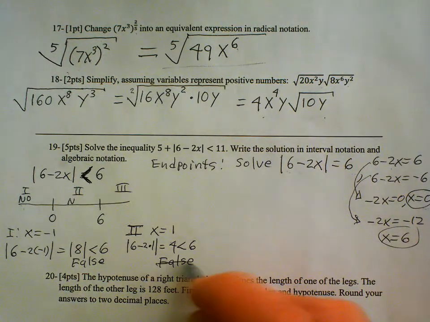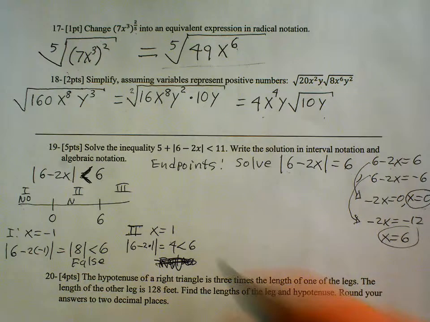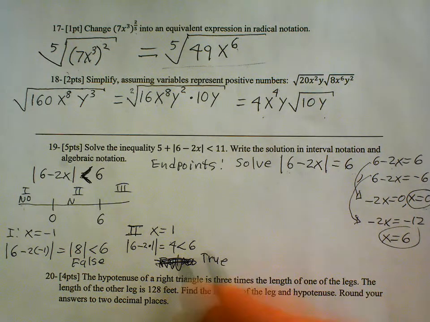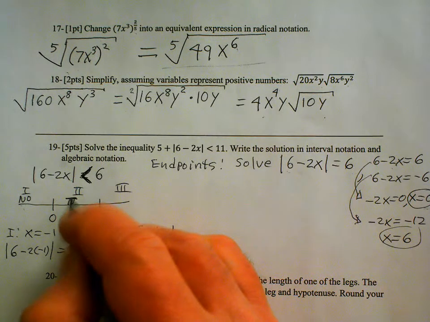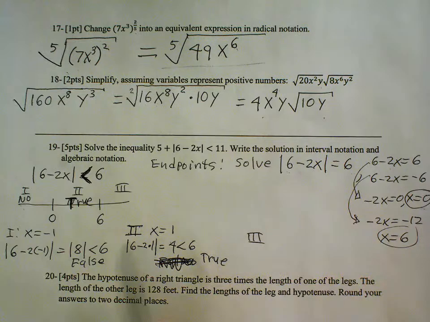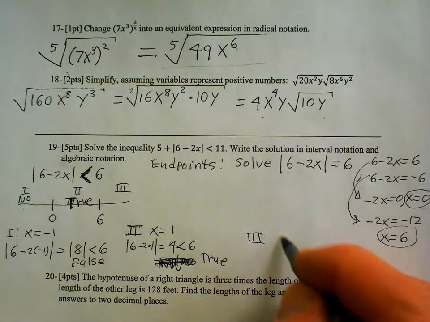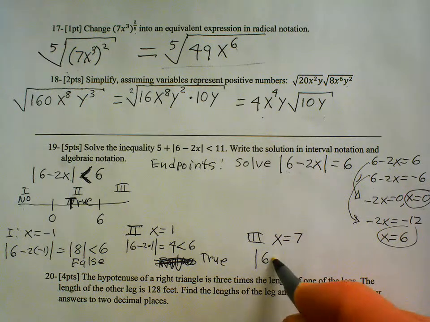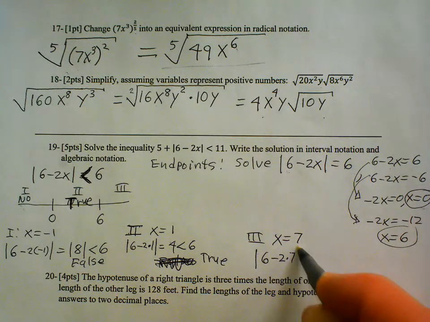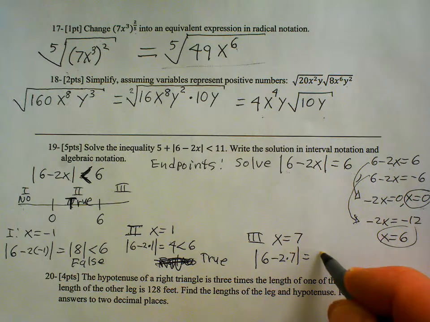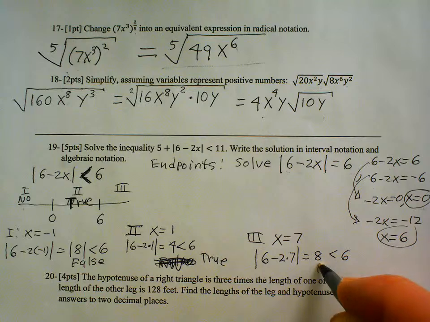Sorry, true, of course. 4 less than 6 is true. Then in the third interval, pick a number greater than 6. So I'll pick x to be 7. And then the absolute value of 6 minus 2 times 7 is the absolute value of negative 8, which is 8, but 8 less than 6 is false.